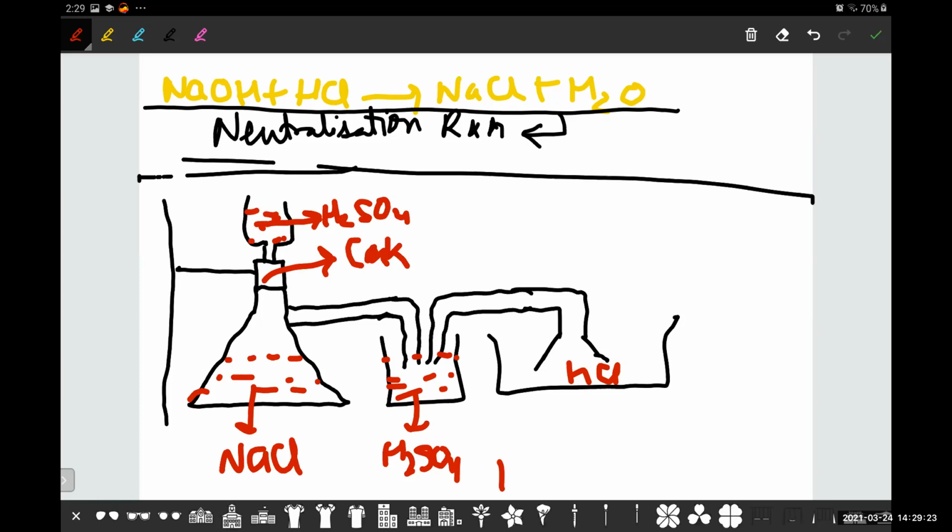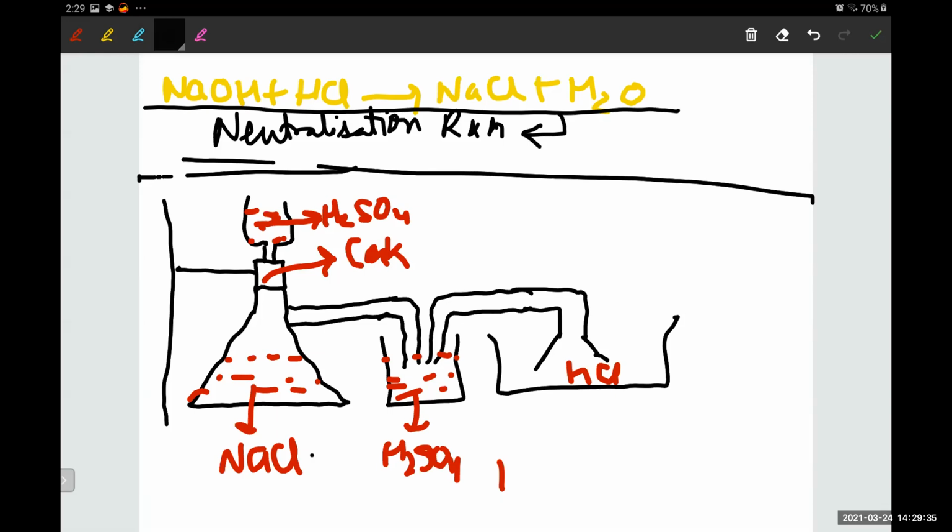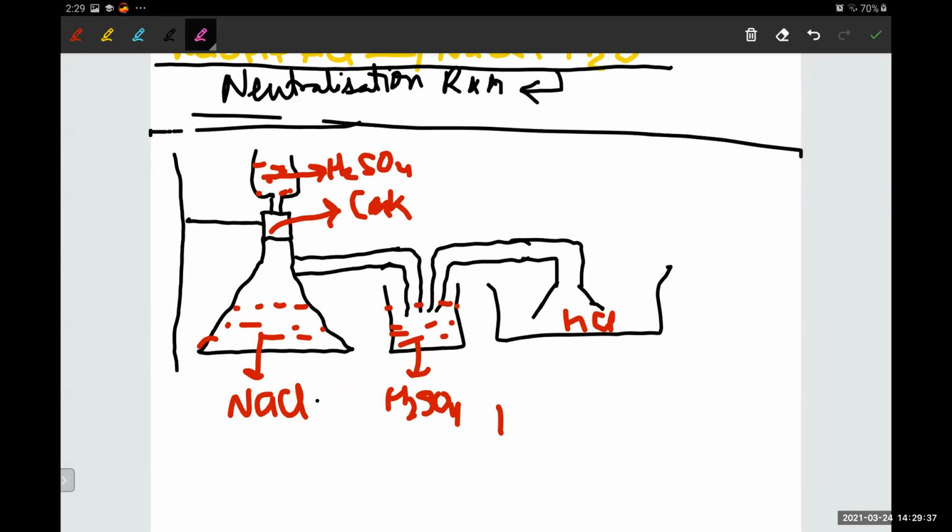Let's see what is happening. First of all, I'll tell you the process. Please follow the diagram and you'll understand everything. Firstly, H2SO4 reacts with NaCl. So let's write the equation. What happens here? NaCl plus H2SO4.